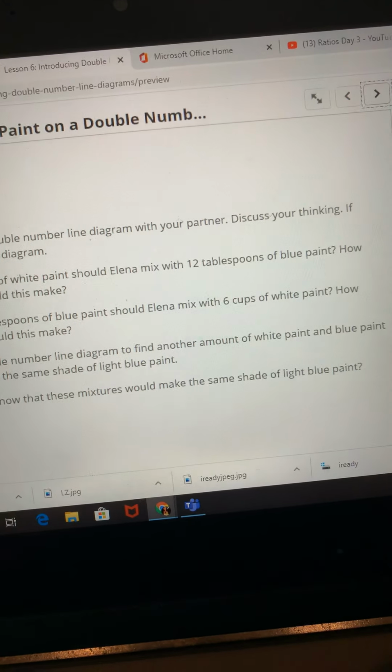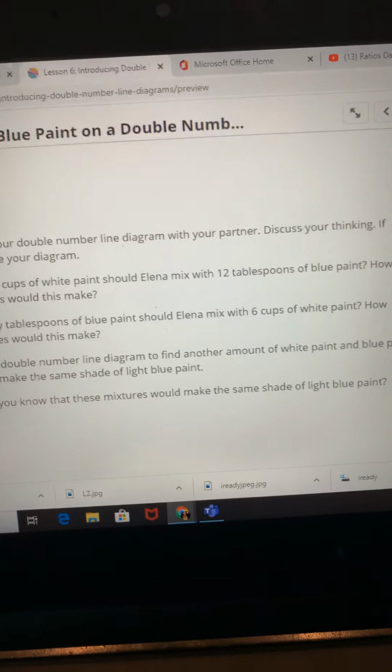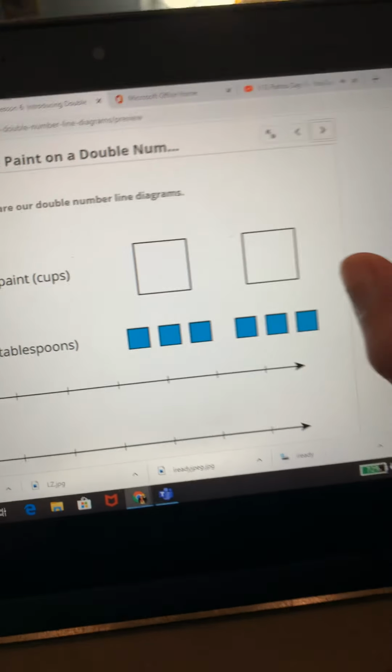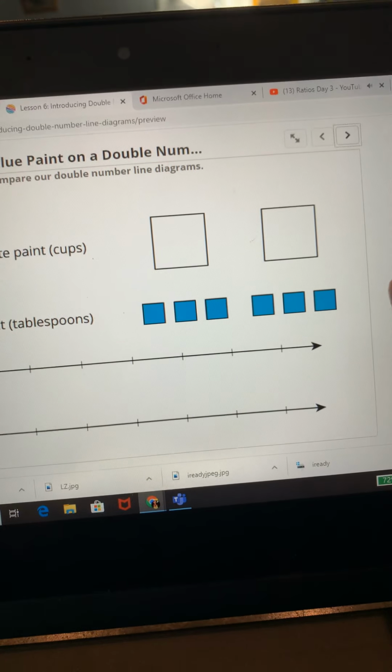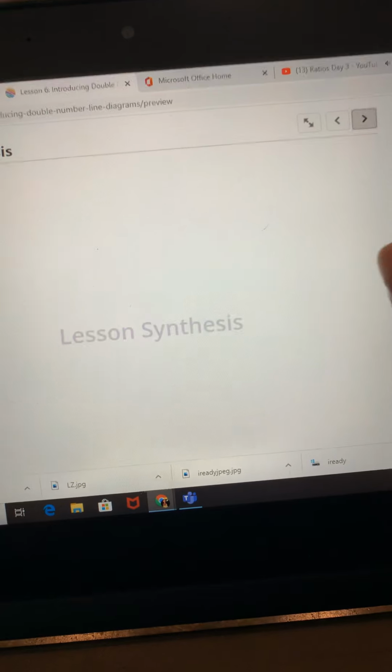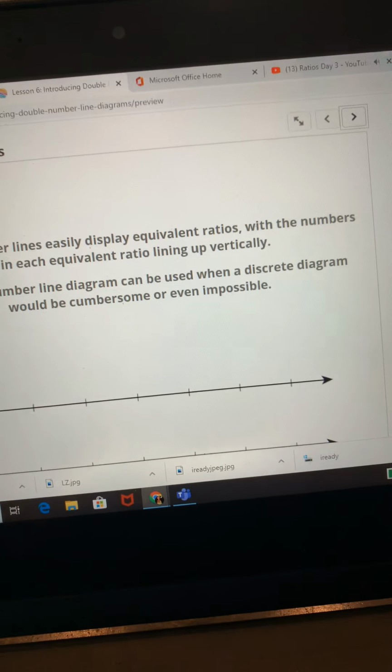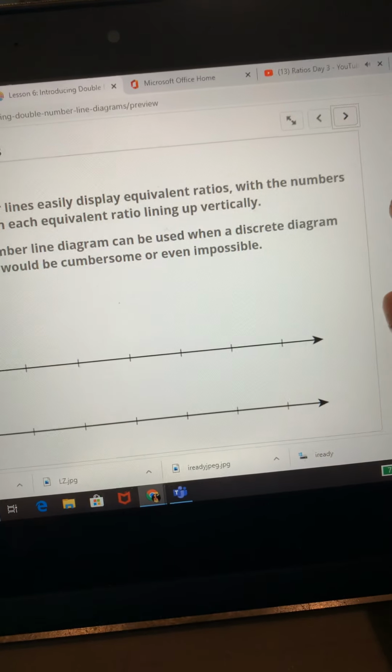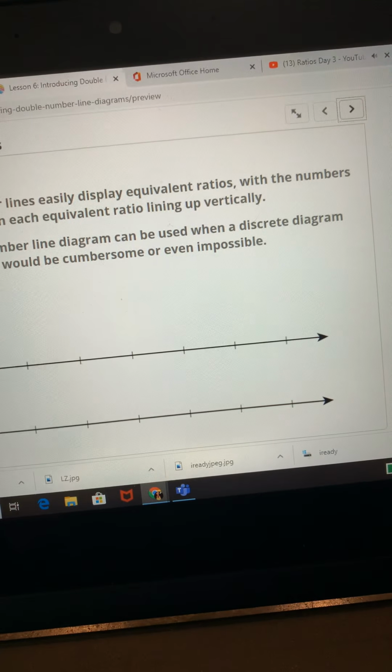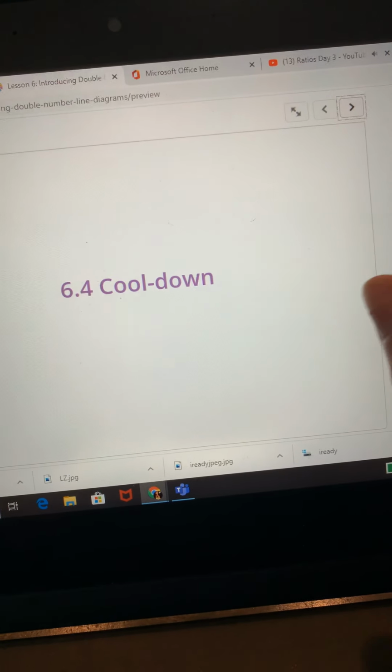And then you're going to answer some questions. And you're not going to use a partner. You're going to write them on the Google Doc. And again, compare our double number line. You can draw that. And then it's the end of it. Double number lines are easy to display equal ratios. And then they talk about being discrete.